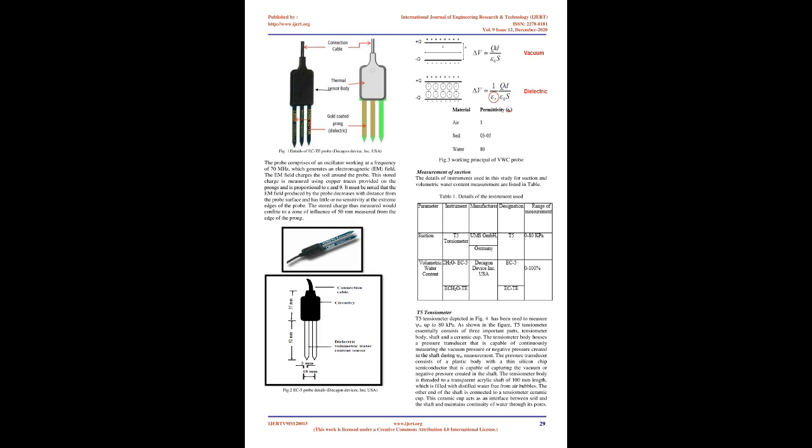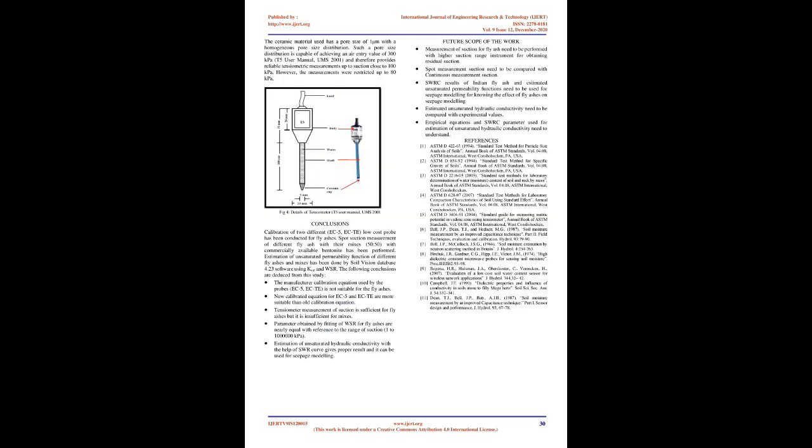The details of instruments used in the study for suction and volumetric water content measurement are listed in the table. T5 tensiometer. The T5 tensiometer depicted in Fig 4 has been used to measure matric suction up to 80 kPa. As shown in the figure, the T5 tensiometer essentially consists of three important parts: tensiometer body, shaft, and a ceramic cup. The tensiometer body houses a pressure transducer that is capable of continuously measuring the vacuum pressure or negative pressure created in the shaft during matric suction measurement. The pressure transducer consists of a plastic body with a thin silicon chip semiconductor that is capable of capturing the vacuum or negative pressure created in the shaft.